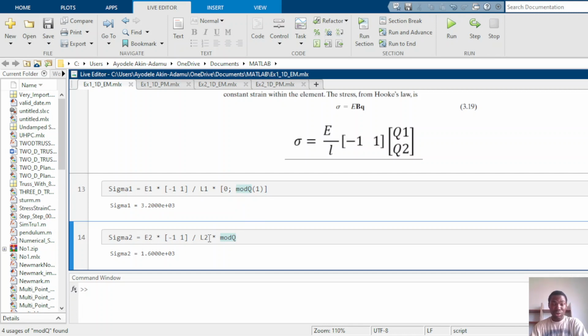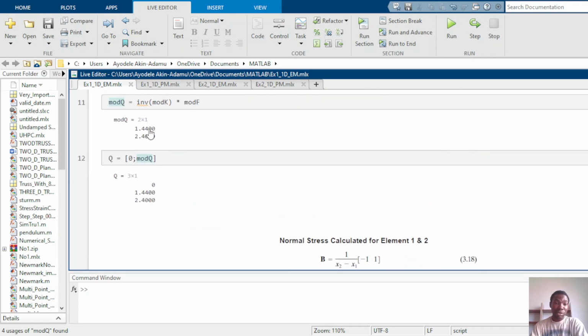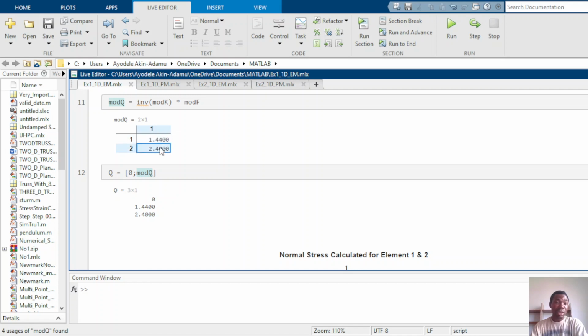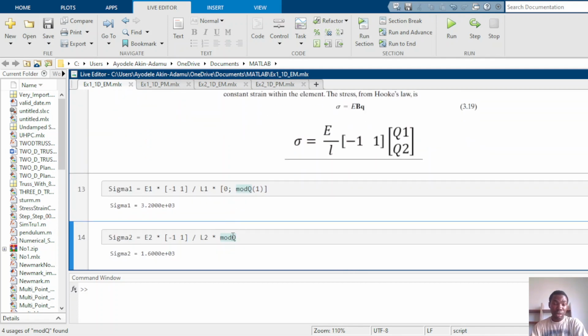The same thing is done for the second element to calculate the normal stress. E2 times this matrix divided by L2 times mod Q. Here I'm not using a bracket because mod Q is actually my displacement vector which I need. I don't need to modify it. In mod Q, this is my Q1 and this is my Q2. 1.4 is my Q1. 2.4 is my Q2. So I just insert the vector here, and when I run the code, I get my normal stress to be equal to 1,600 megapascal or 1,600 Newton per millimeter square.